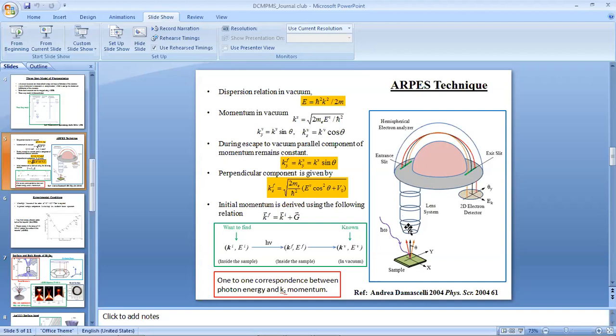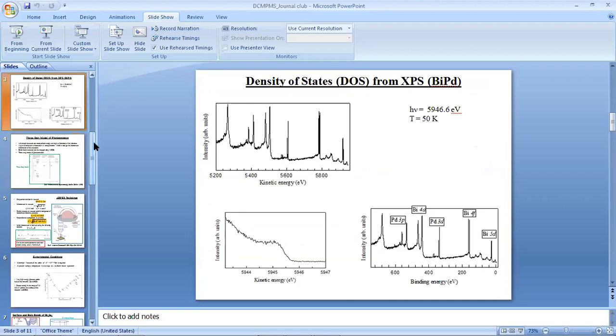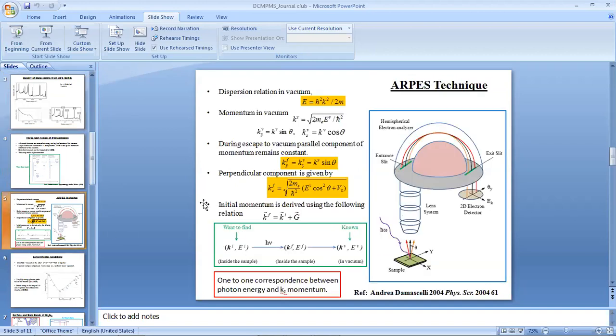No, I'm talking about experimentally how RPS is superior to XPS or UPS. Okay, XPS. I'll show you. So this is your XPS spectrum. I'm talking about the experimental setup. Physically, when you were performing this experiment, in your setup, what is different? What was not in XPS, but you have that?